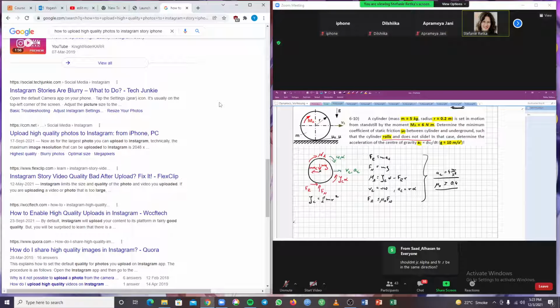There is a question: J_C alpha and F_R, are they in the same direction? No. J_C alpha is the inertial moment acting opposite to the acceleration, but the force of friction acts opposite to the velocity that is more likely to increase. So, well, they are in the same direction because it's more likely that the cylinder starts to rotate faster than it translates, and that's why the force of friction is opposite to alpha.